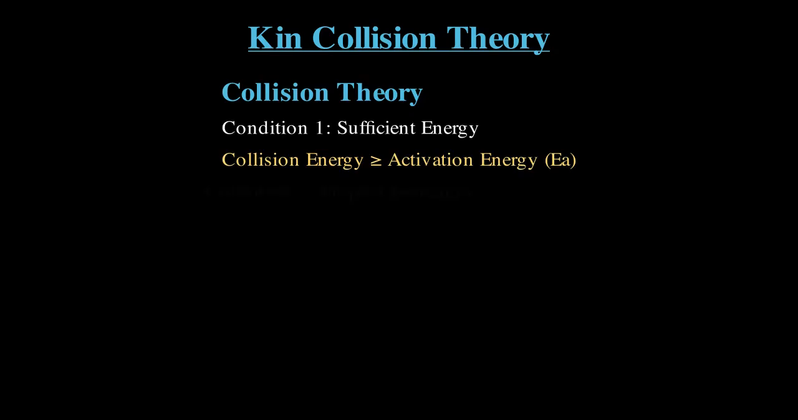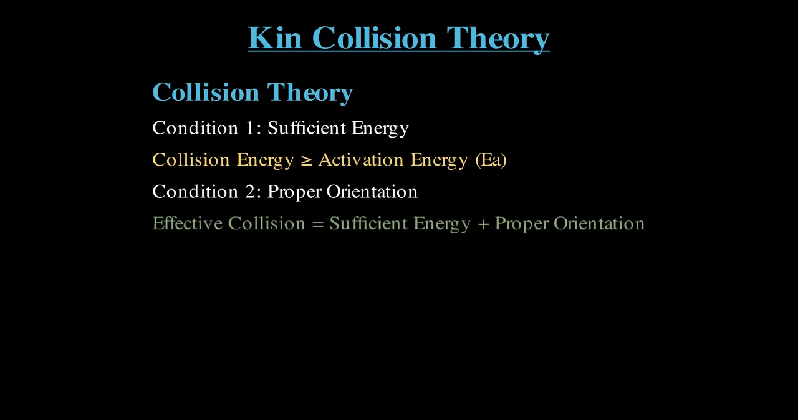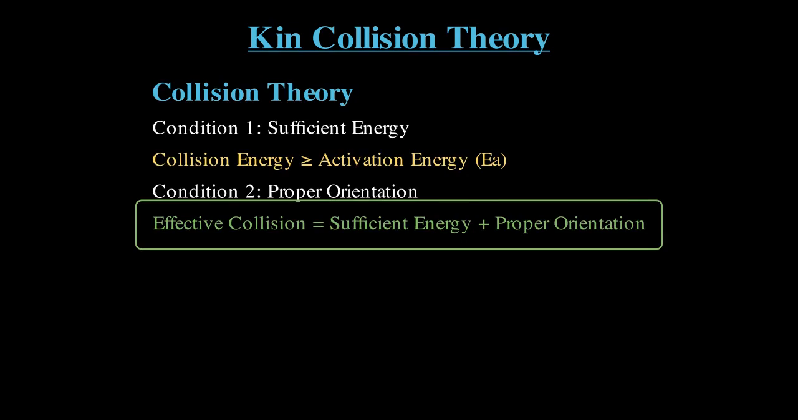Second, the molecules must be in a proper orientation at the moment of impact. If they are not aligned correctly, they will simply bounce off each other, even if they have enough energy. Therefore, the rate of a reaction is proportional to the collision frequency, which is the total number of collisions per unit time, multiplied by the fraction of those collisions that are effective. This orientation requirement is accounted for by the steric factor, P, which is a component of the pre-exponential factor, A, in the Arrhenius equation.